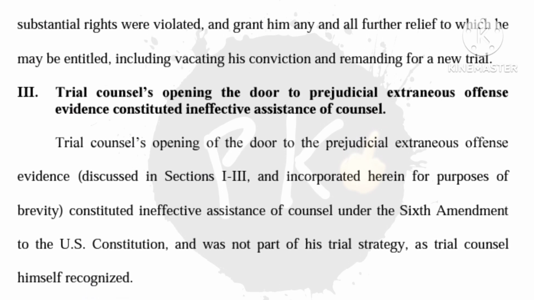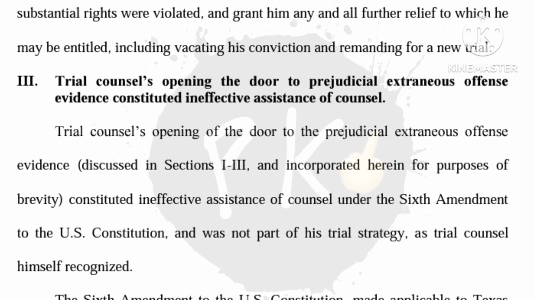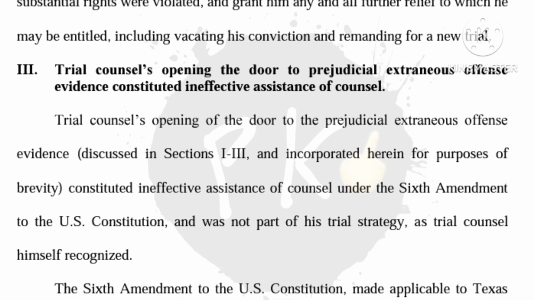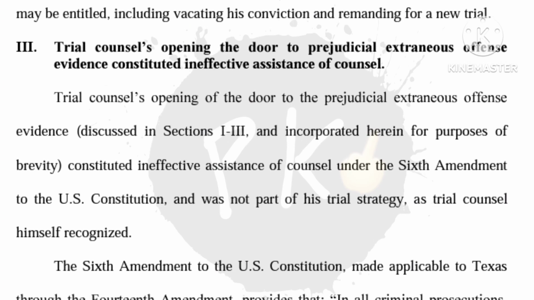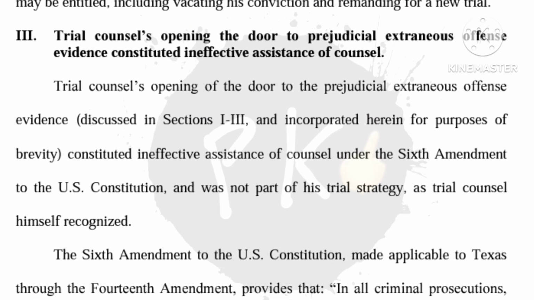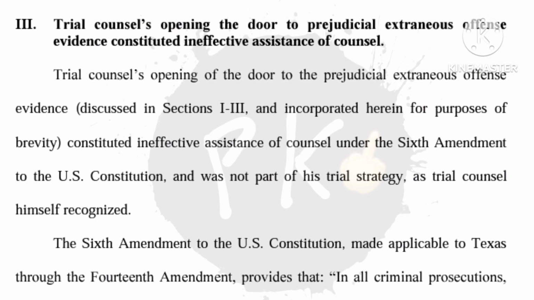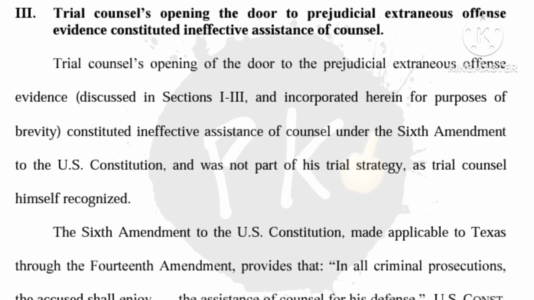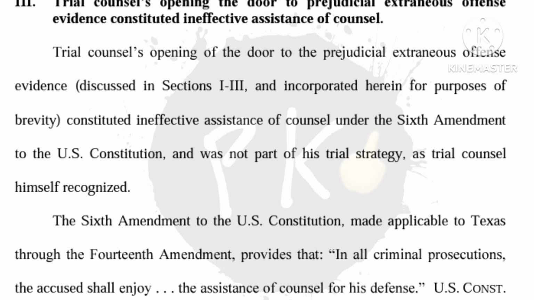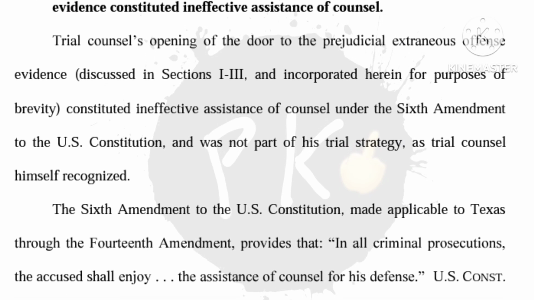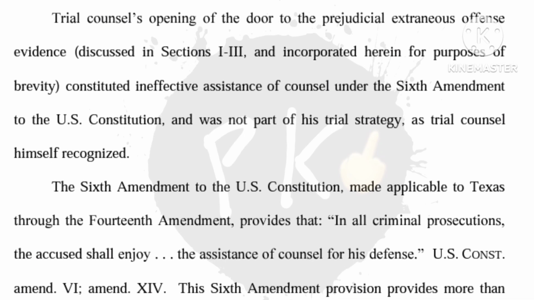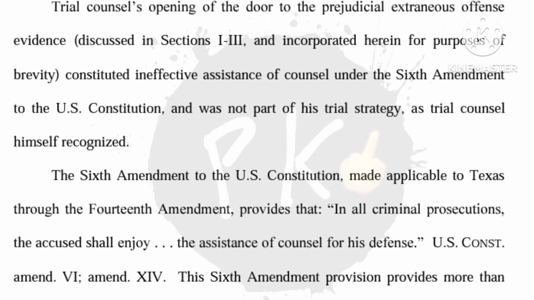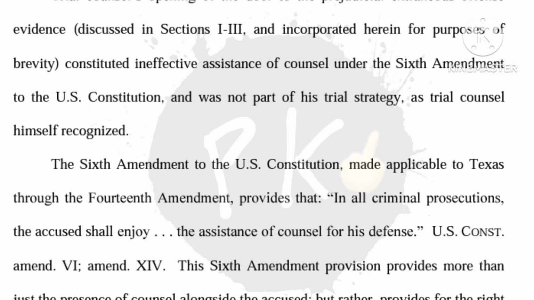3. Trial counsel's opening the door to prejudicial extraneous offence evidence constituted ineffective assistance of counsel. Trial counsel's opening of the door to the prejudicial extraneous offence evidence discussed in sections 1 to 3, and incorporated herein for the purpose of brevity, constituted ineffective assistance of counsel under the Sixth Amendment to the US Constitution and was not part of his trial strategy, as trial counsel himself recognised.